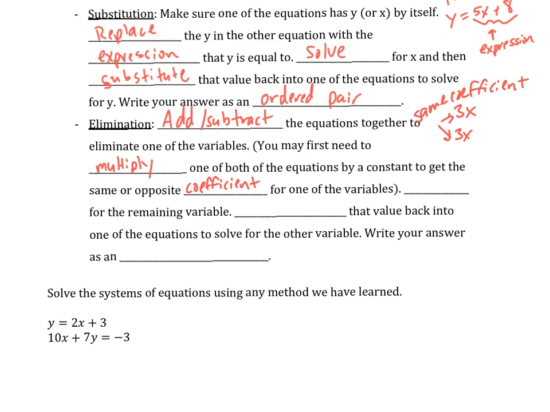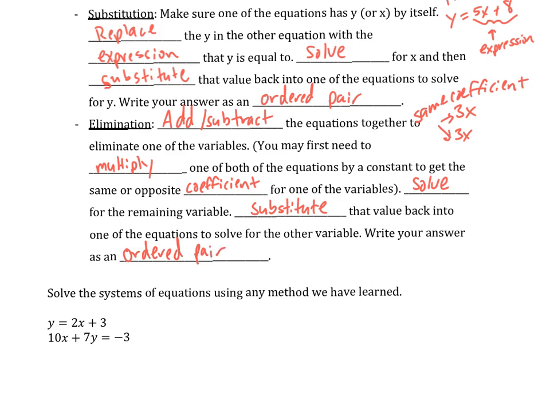Now once you've added or subtracted the equations together and eliminated one of the variables, you want to solve for the remaining variable. And then you'll do just like what we did for the substitution method. Once we found one of the variables, you substitute that value back into one of the equations to solve for the other variable. And you will finally write your answer as an ordered pair, just like we did for substitution.